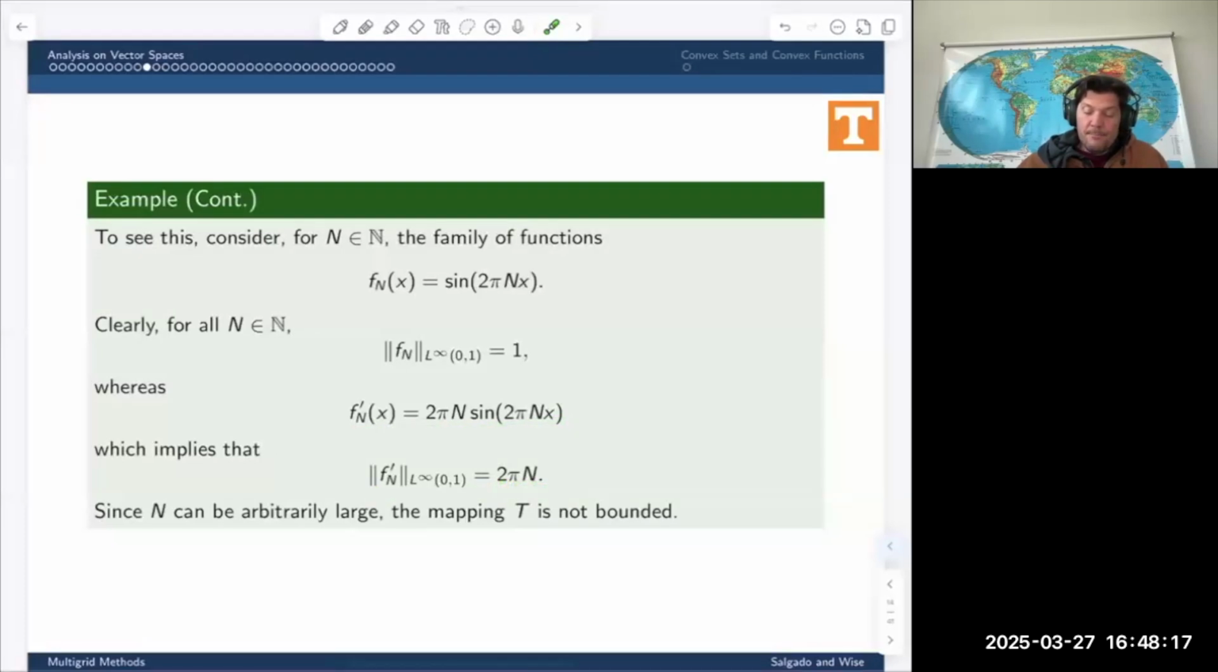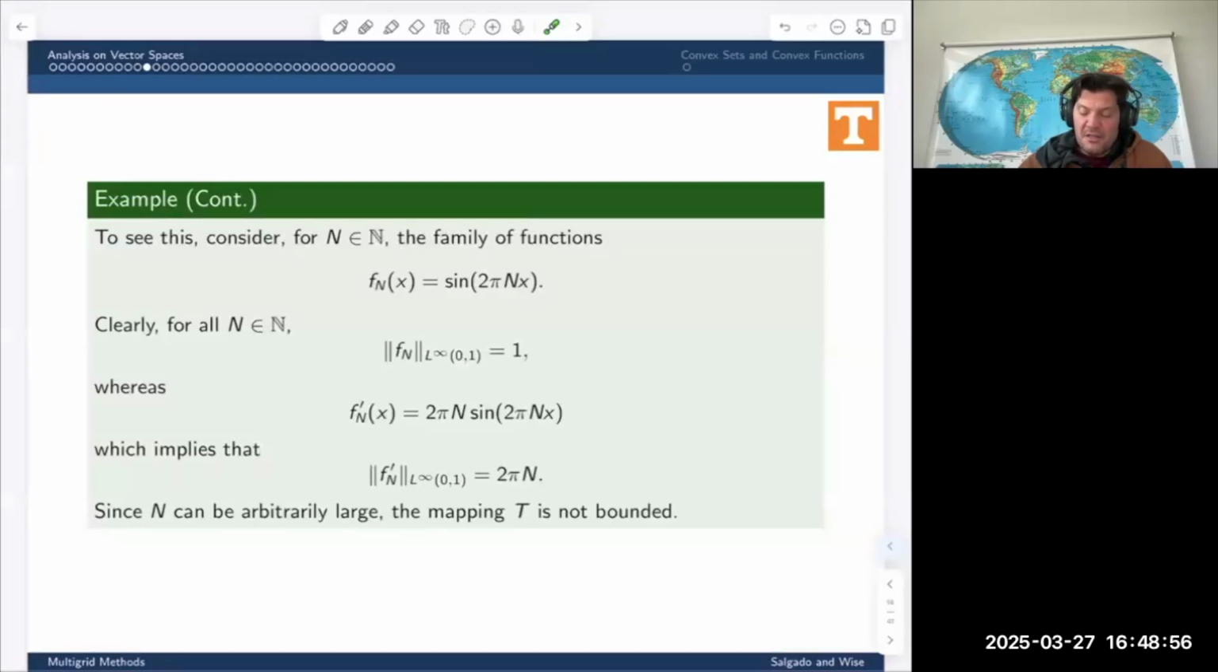Well, now there's no way I can map a bounded set to a bounded set. I could take a bunch of functions like this that form a bounded set, because all of those functions have norm 1. But I'm going to map those to functions which have a norm that is arbitrarily large according to the value of n. And since n has no cap or limit on it, the mapping T cannot be bounded. So I'm not mapping bounded sets to bounded sets. In fact, I'm mapping a particular bounded set to an unbounded set.